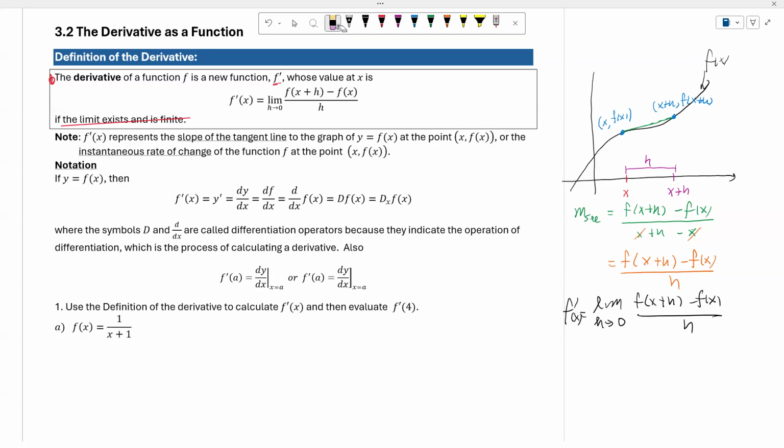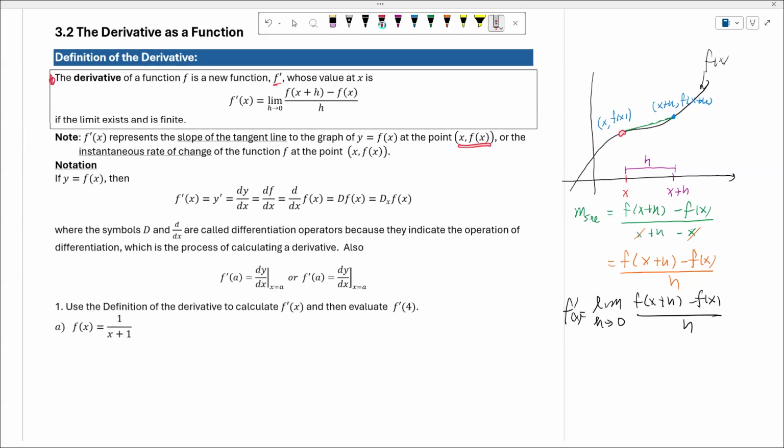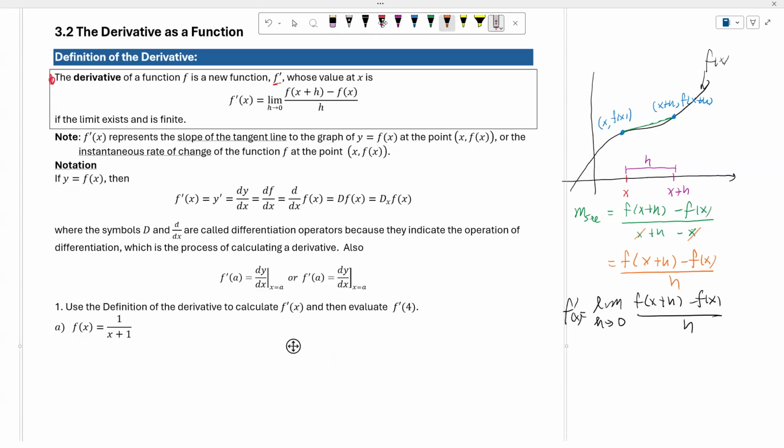Okay, so notice f prime represents the slope of the tangent line to the graph of y equal to f of x at the point x, f of x, or the instantaneous rate of change of the function f at the point x, f of x.